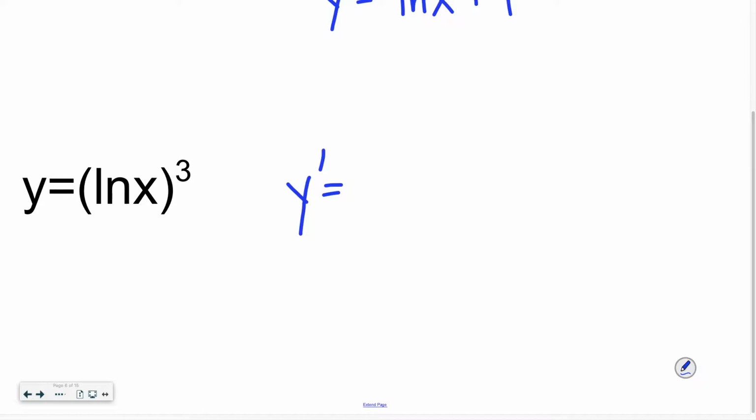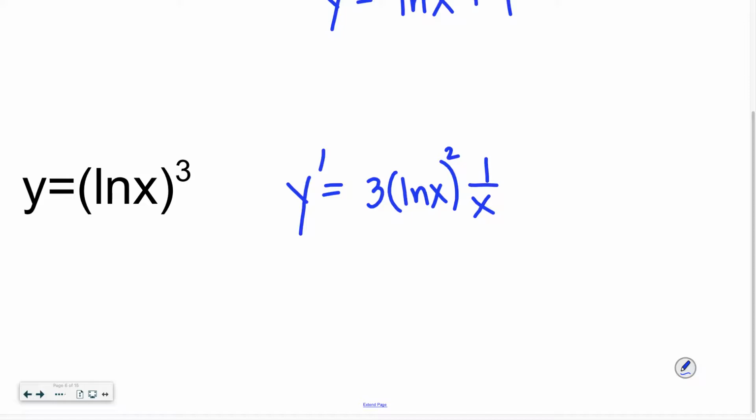All right. Everyone back up here. Xander, what do we do? Just tell me what it is. 3 times the natural log of x, squared, times 1 over x. So we did the power rule. Don't forget to keep your power subtracted by 1. 3 natural log of x, decrease the power to get the square, and then the derivative of the inside is 1 over x.